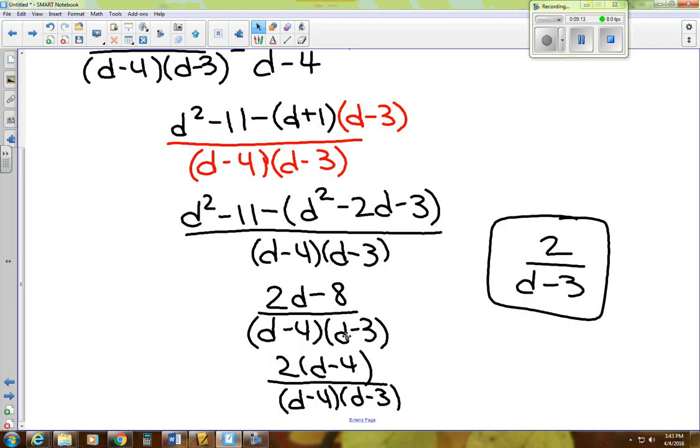Okay, the denominator stays the same, of course. And when we factor out the GCF, we see we have matching factors of d minus 4, which will cancel out and leave us with a final answer of 2 over d minus 3.